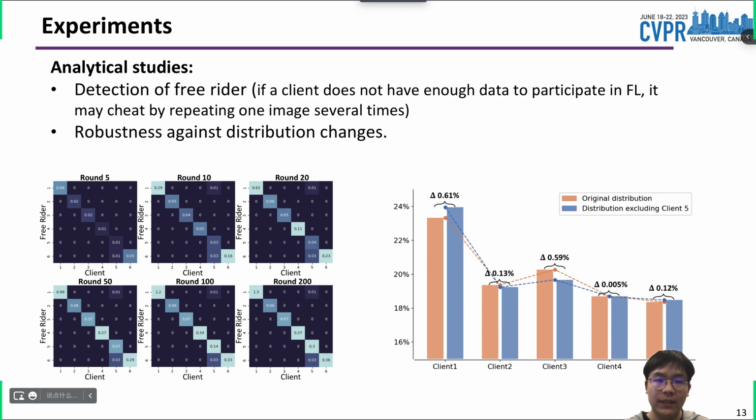Next is the robustness against different distributions. We construct two different distributions by including and excluding client 5, and we can see our method can give a relatively stable estimation given two different data distributions.